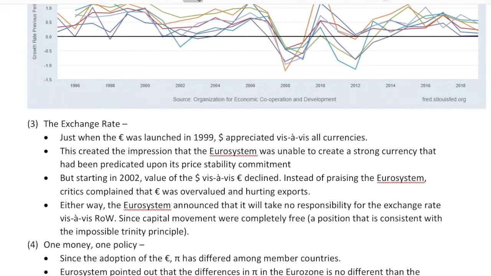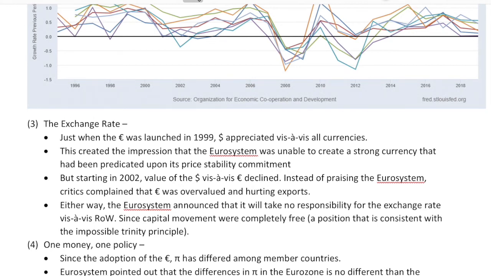Even though at the time European politicians were trying to sell the benefits of the euro to their citizenry, they were basically sharing that European adoption of the euro would increase price stability, and that's not what they saw. That's not what people saw.